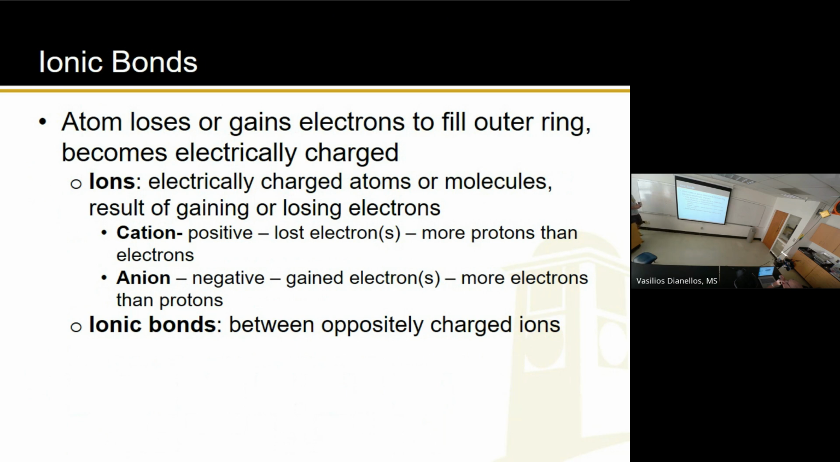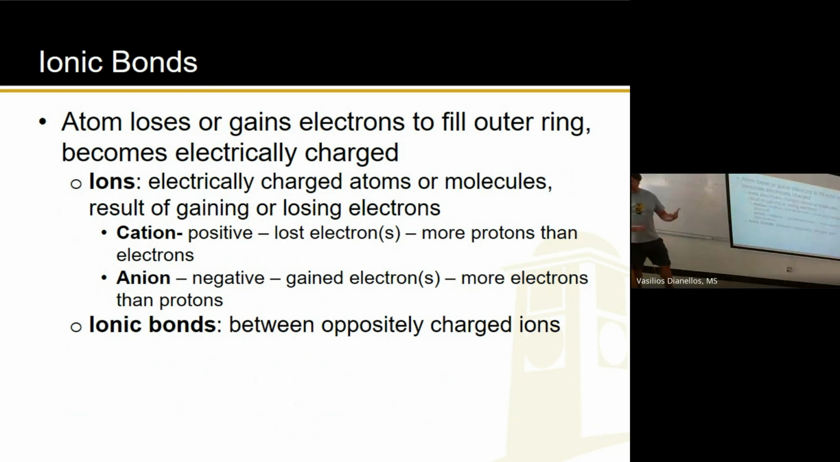When an atom loses or gains electrons to fill its outer ring, so again, remember that's the purpose, to get a full outer ring, it becomes electrically charged. Because, as we know from our discussion on Monday, if something has more electrons than it has protons, it's negative. If something has more protons than it has electrons, it's positive, right? So it has a charge. Therefore, if something's giving up electrons or taking electrons, it's probably going to have a charge, right? If it's giving up electrons, it's losing something negative, so it's going to become positive. If it's taking on electrons, it's gaining something negative, so it's going to become negative.